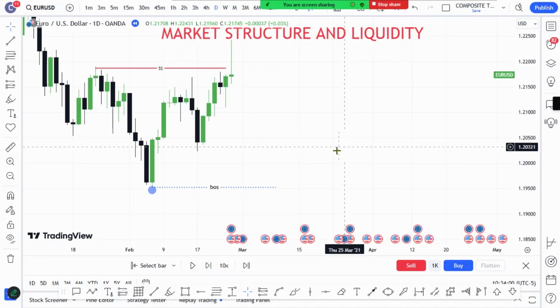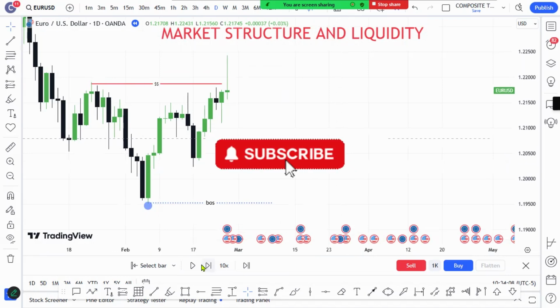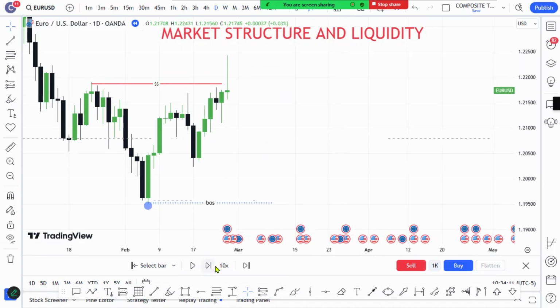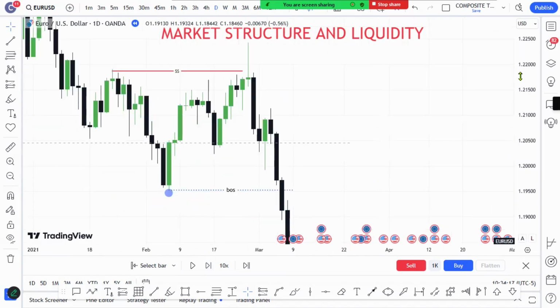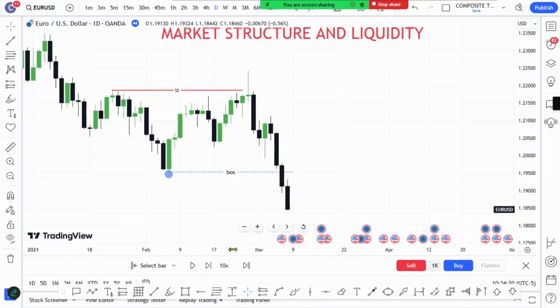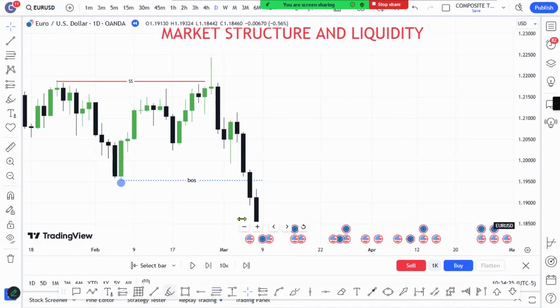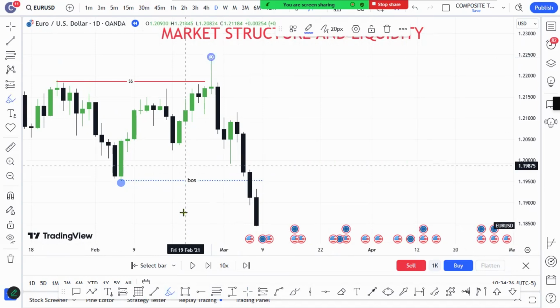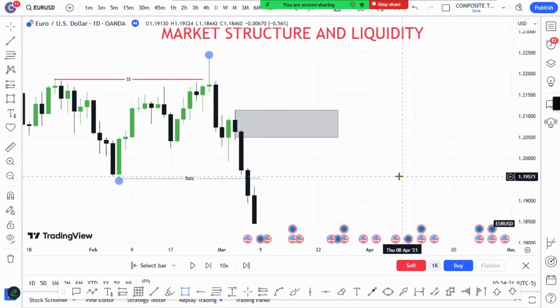So let's see what is happening here. Okay, to the downside, and it breaks the structure. Once the market breaks the structure, what do you have here? You now have your protected high here, and your liquidity is here. Most people will be waiting to sell from this level, and this level will not hold price.